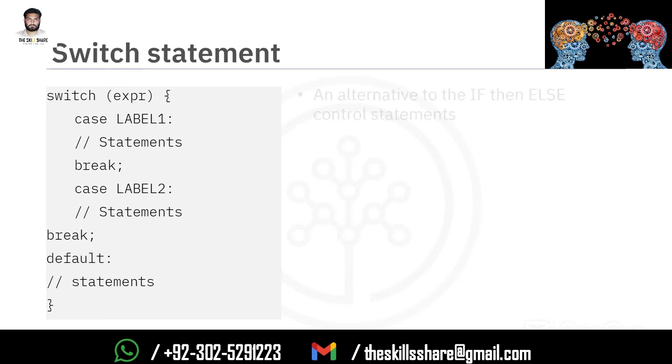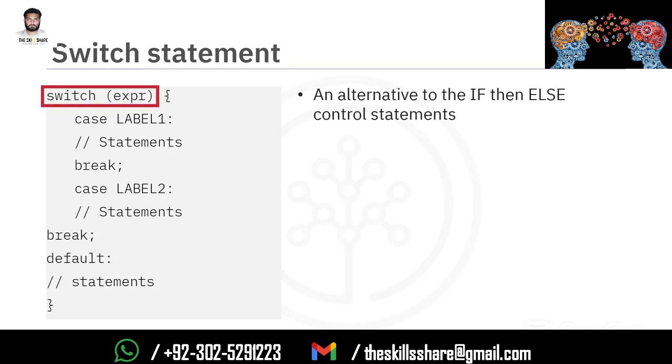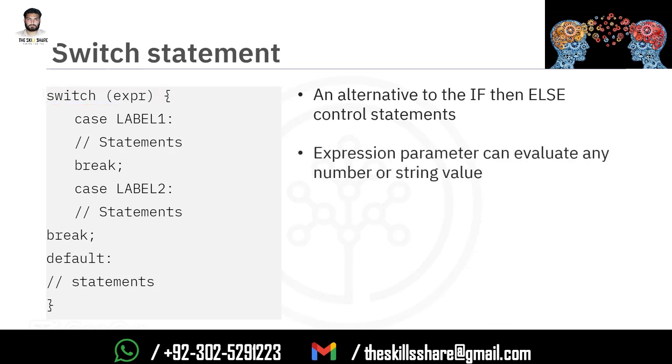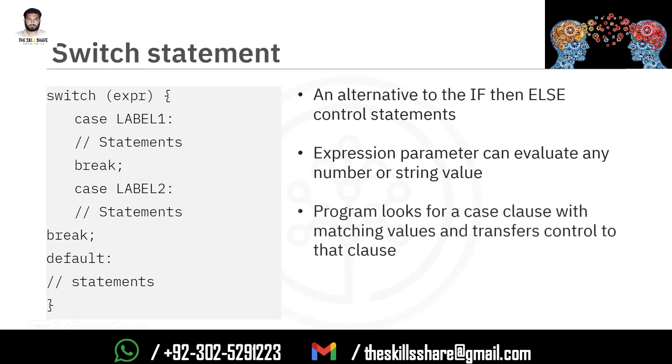JavaScript supports the switch statement as an alternate to the if, then, else control statements. The condition that is being tested is placed in parentheses that follow the switch keyword. The expression parameter of the switch statement can evaluate to any number or string value. The labels in the case statement are enclosed in quotation marks when the labels represent string values of the expression. The program looks for a case clause with a label that matches the value of expression and then transfers control of that clause, running the associated statements.